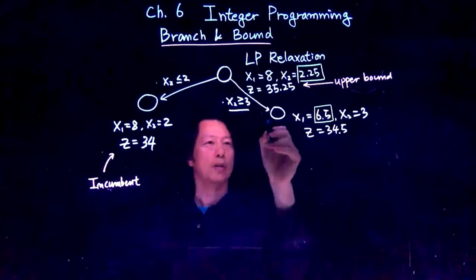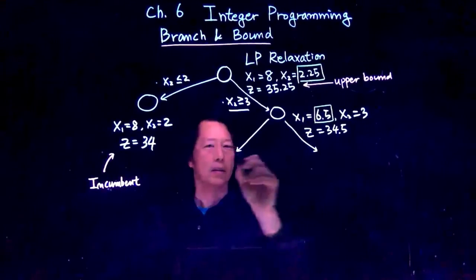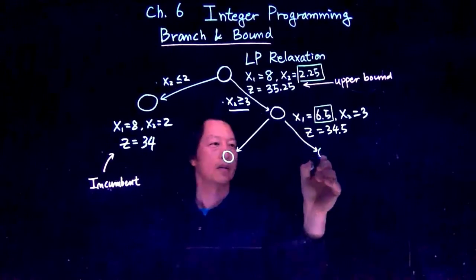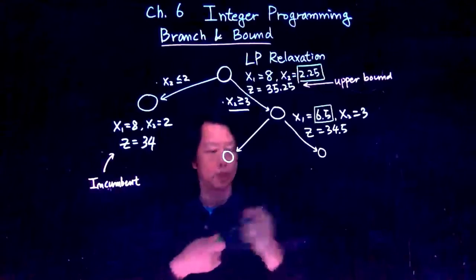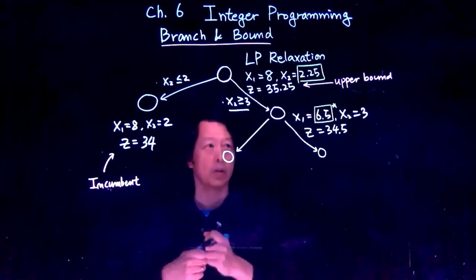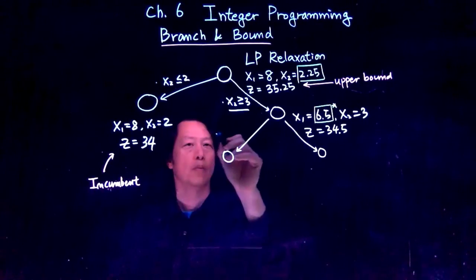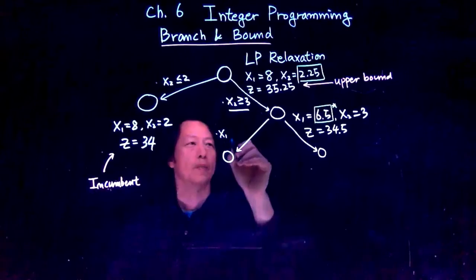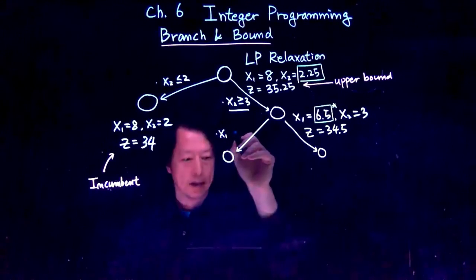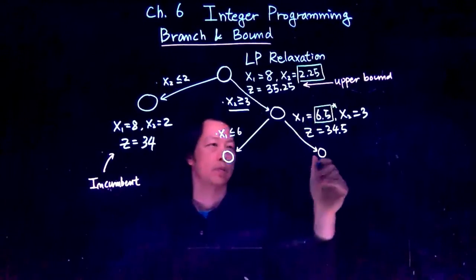So now I'm gonna branch out again based on this 6.5, right? Because we already have x2 as an integer. So how can we divide it? I'm gonna add one more constraint: x1 should be less than or equal to 6. So again, we're dividing from the 6.5.